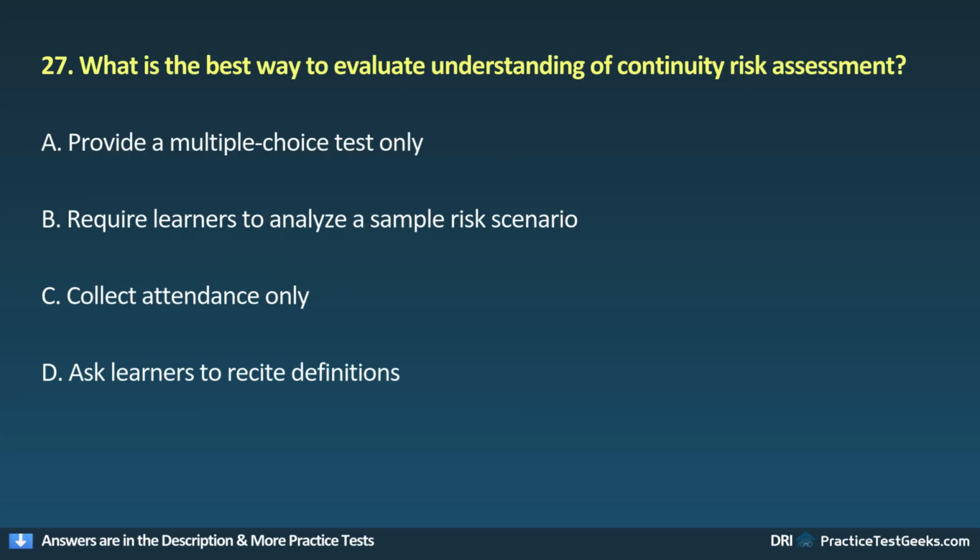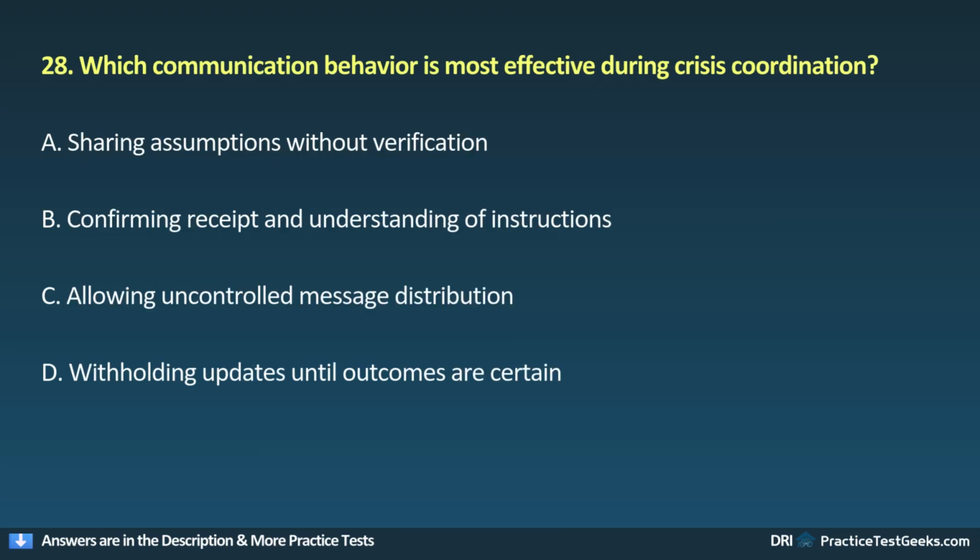27. What is the best way to evaluate understanding of continuity risk assessment? A. Provide a multiple choice test only. B. Require learners to analyze a sample risk scenario. C. Collect attendance only. D. Ask learners to recite definitions.